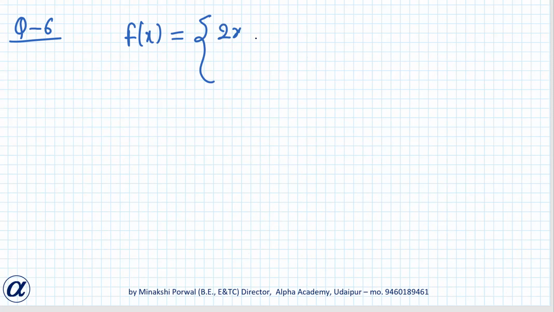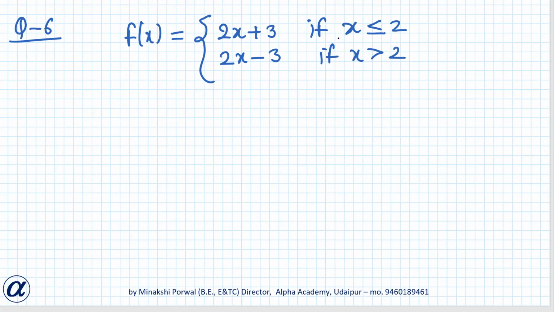So f(x) is 2x plus 3 if x is less than or equal to 2, and 2x minus 3 if x is greater than 2. We have to find all points of discontinuity of f, where f is defined by this. First of all, write down the question, read the question, and just analyze it.